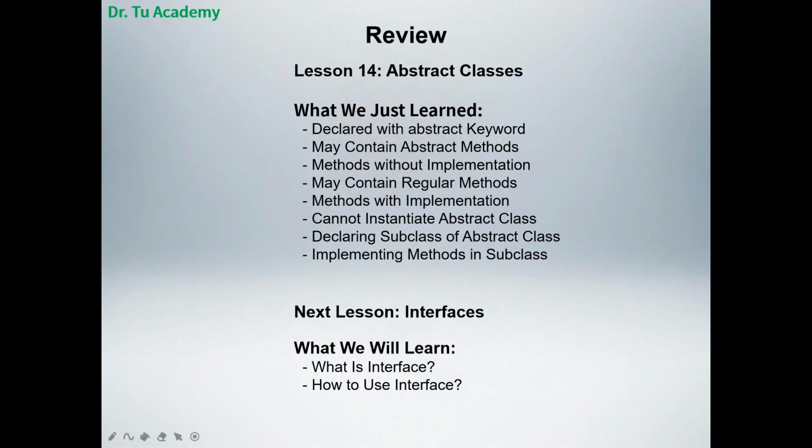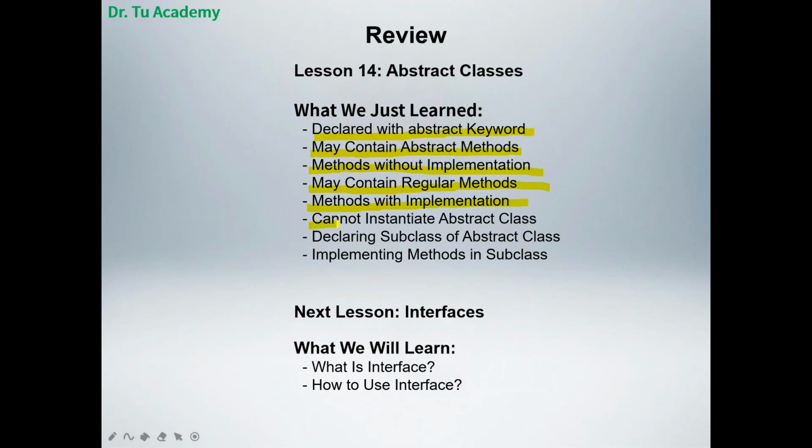Let's summarize what we just learned about abstract classes. We use the abstract keyword to define an abstract class. An abstract class can contain abstract methods. What are abstract methods? An abstract method is a method without implementation. It only contains the return type, method name, and parameters. An abstract class can contain regular methods as well as abstract methods. The regular methods are the methods with implementation code.